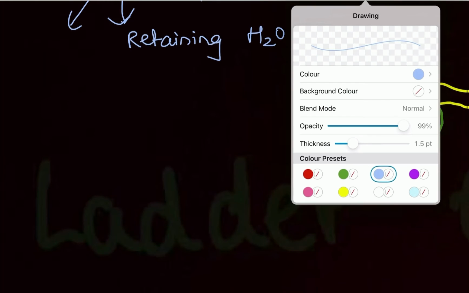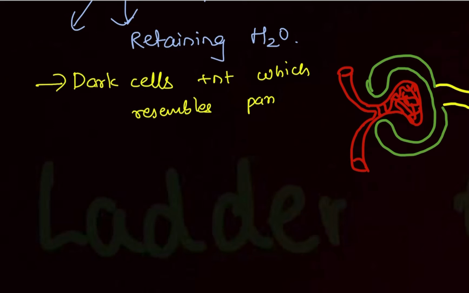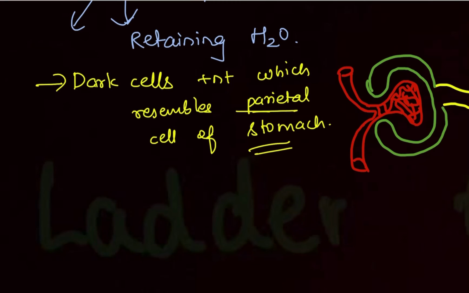Now the collecting duct has cells called dark cells. Dark cells are present over here, which resemble the parietal cell of the stomach. The stomach has a cell called the parietal cell. We will be doing this in detail during the stomach video. For now you can only remember that the parietal cell secretes HCl, acid, in your stomach, to help you digest the food.